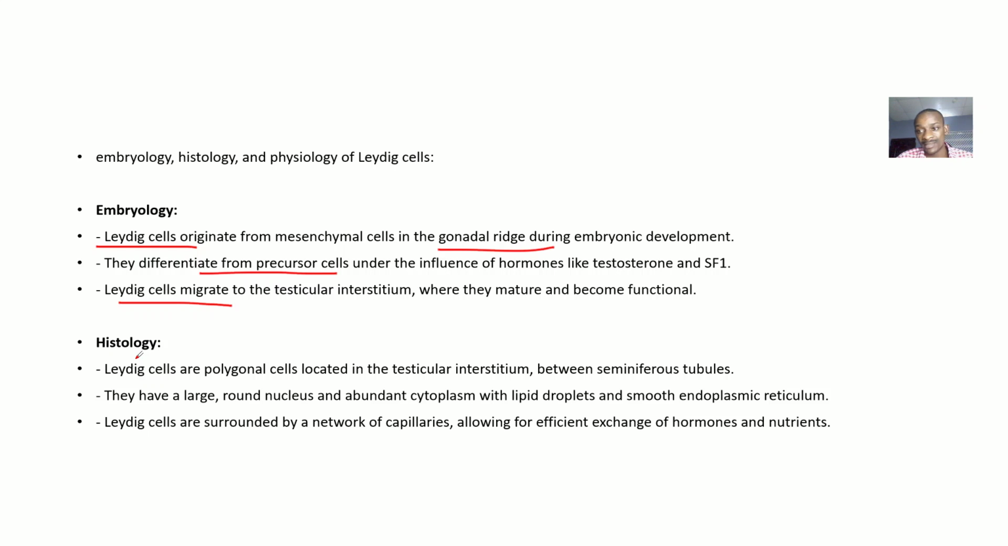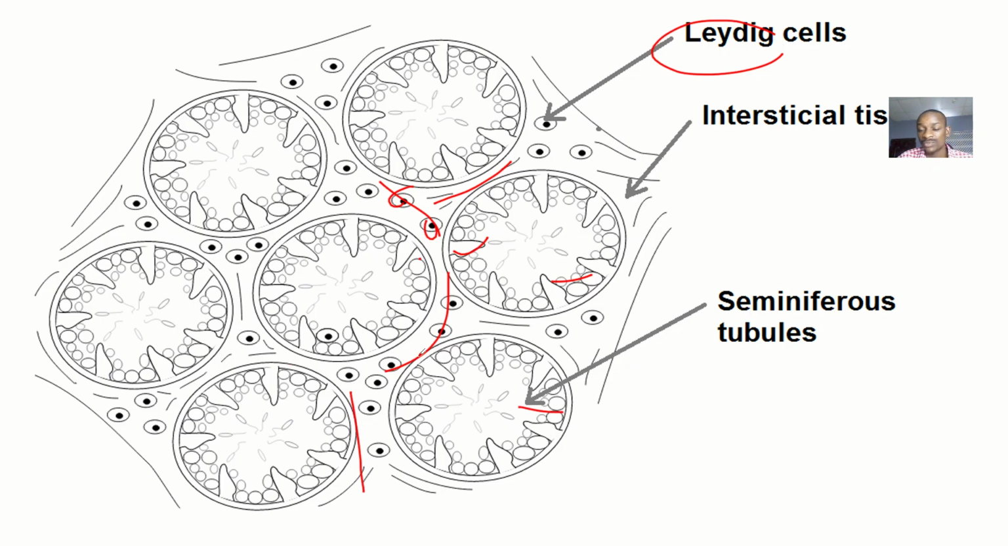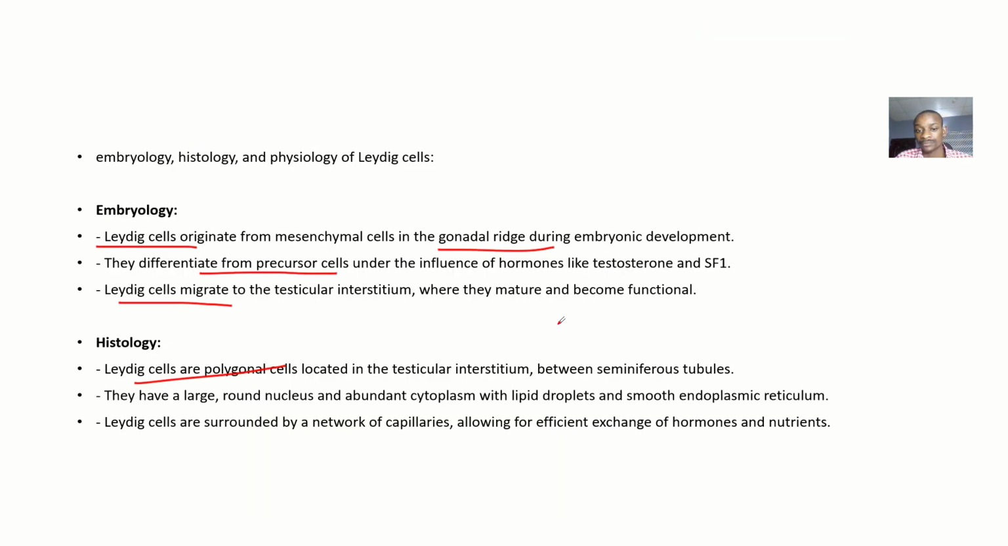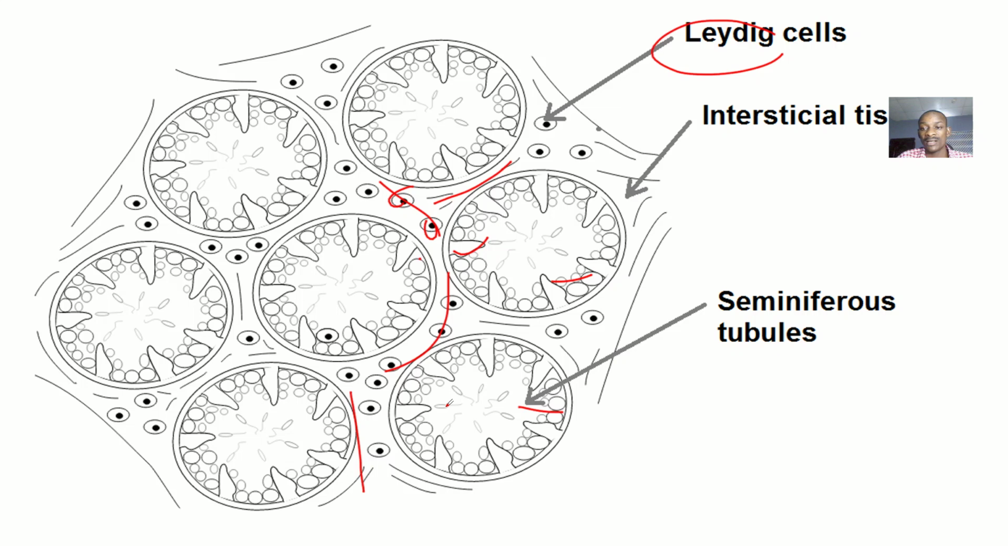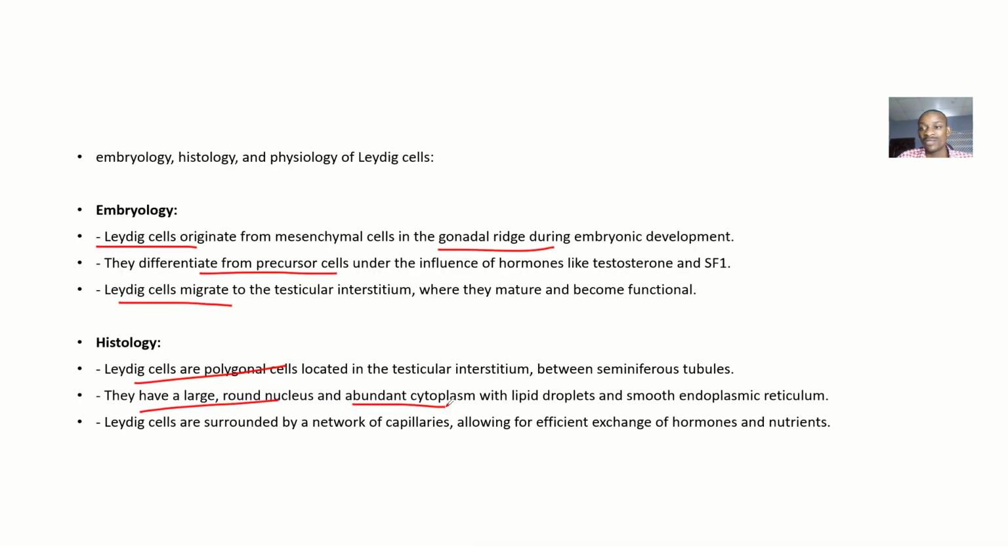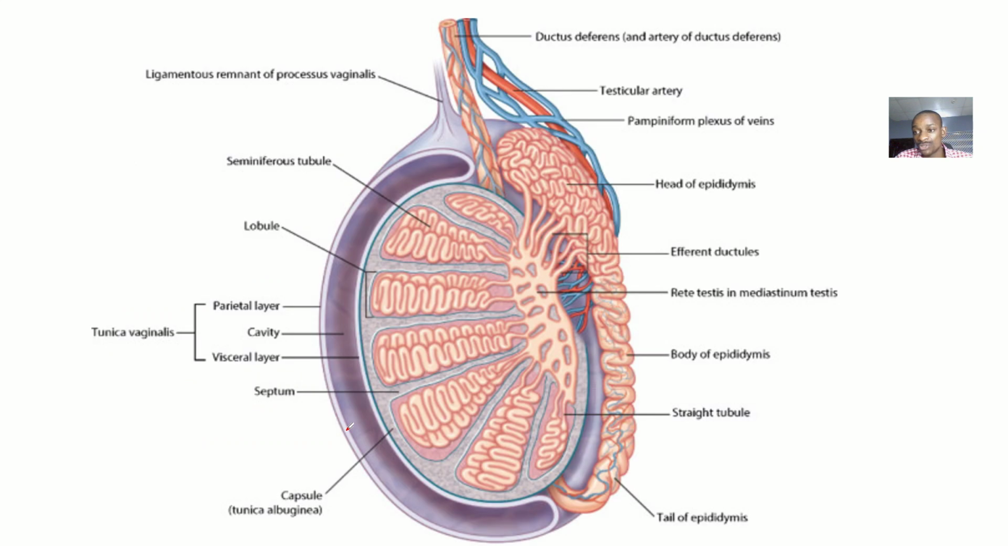Histology, how they look. Leydig cells are polygonal cells located in the testicular interstitium between seminiferous tubules. They have a large, round nucleus and abundant cytoplasm with lipid droplets and smooth endoplasmic reticulum. That will only be visible in a close-up view of a Leydig cell. Leydig cells are surrounded by a network of capillaries, allowing for efficient exchange of hormones and nutrients.